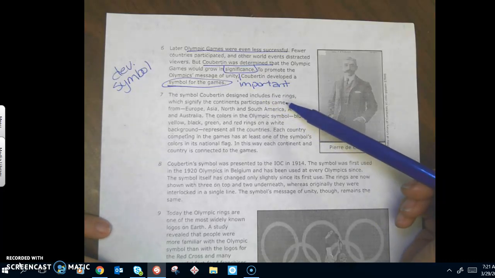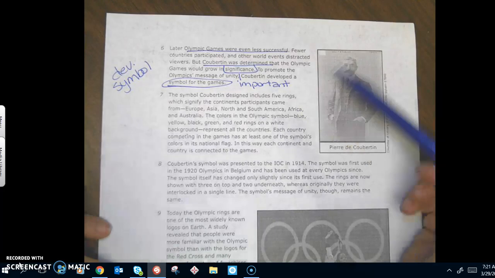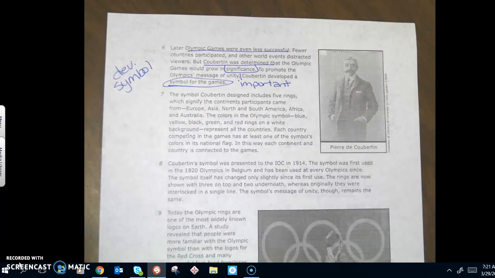The symbol Coubertin designed included 5 rings, which signify the continents participants came from: Europe, Asia, North and South America, Africa, and Australia. The colors in the Olympic symbol, blue, yellow, black, green, and red, rings on a white background, represent all the countries. Each country competing in the games has at least one of the symbol's colors in its national flag. In this way, each continent and country is connected to the games.